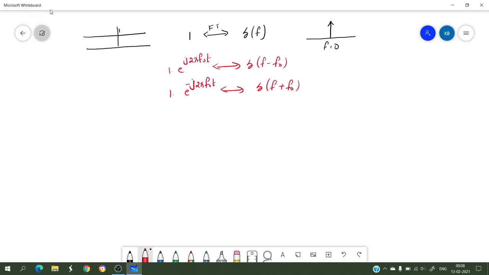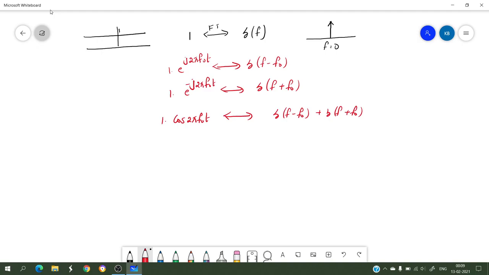Now, let us add these two signals in the time domain and divide by 2. Then it becomes cos 2 pi f naught t. Using the linearity and scaling property, we can also say that we can apply the superposition principle for the linearity property. Here, we add these two signals and divide by 2. The same thing we can do in the frequency domain. After adding these two, we divide by 2, then it becomes cos 2 pi f naught t.